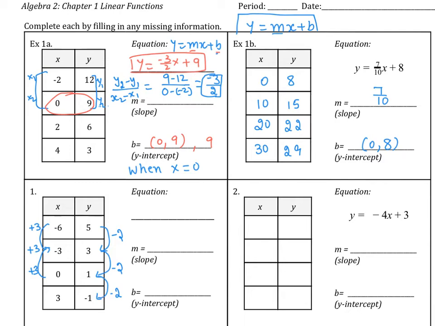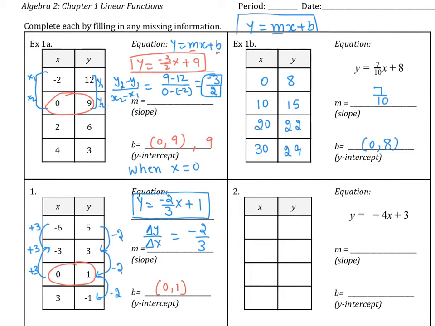So the change in y divided by the change in x is going to be negative 2 divided by 3. So that's your slope. Now to find the b, which is the y-intercept, you're going to pull out the point that has x equals 0. So the y-intercept would be 0, 1. So now you have a y-intercept and you have a slope. So the equation will be negative 2 over 3, x plus b, that is 1. So the equation is y equals negative 2 over 3 x plus 1.